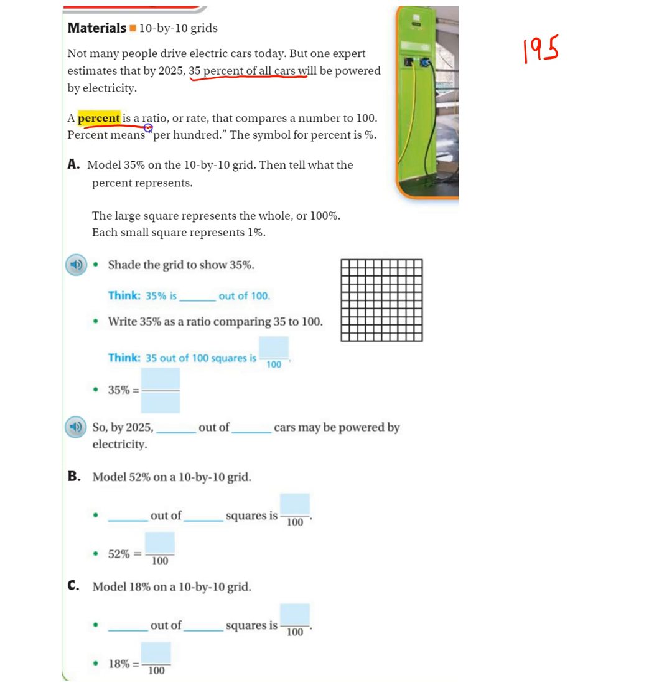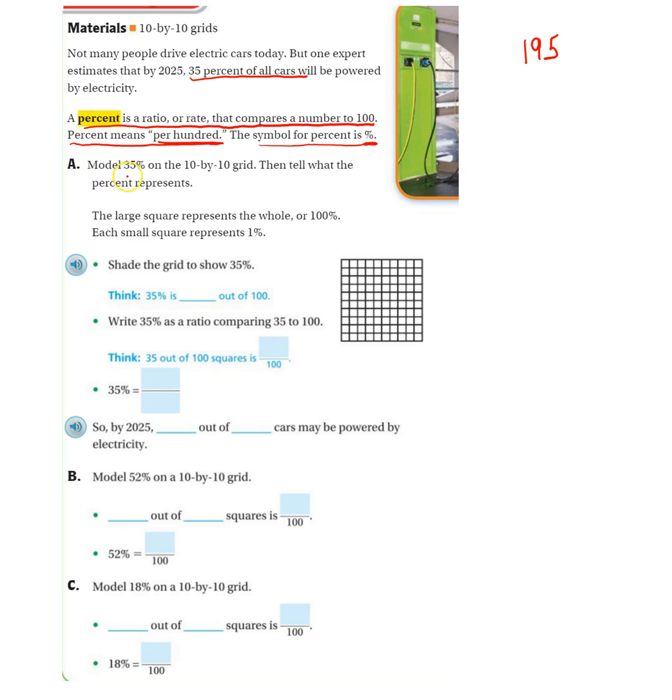A percent is a ratio or rate that compares a number to 100. We saw that in the last page, the last video. Percent means per 100. The symbol for percent is that percent sign.